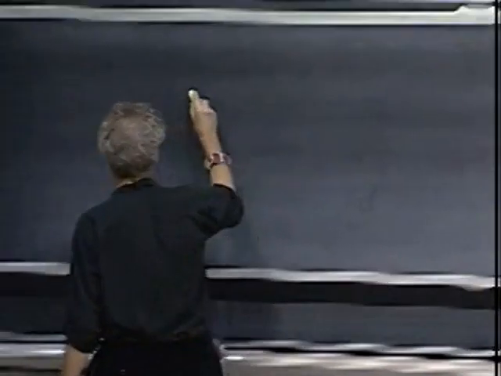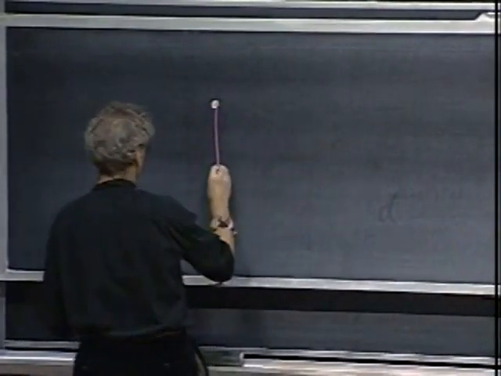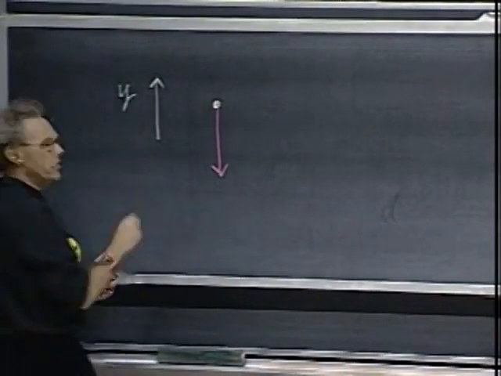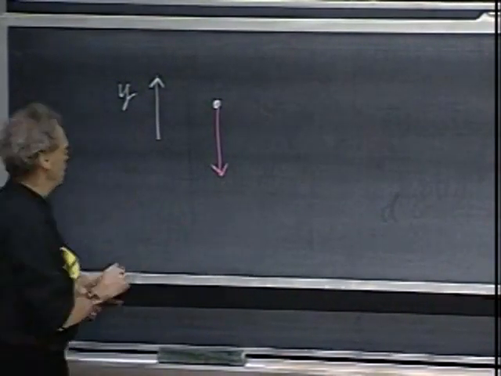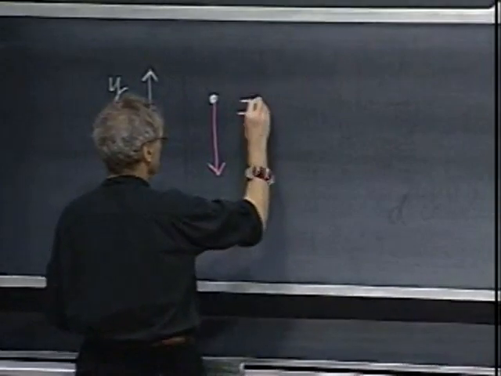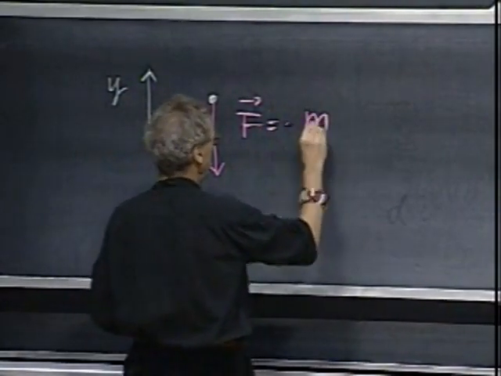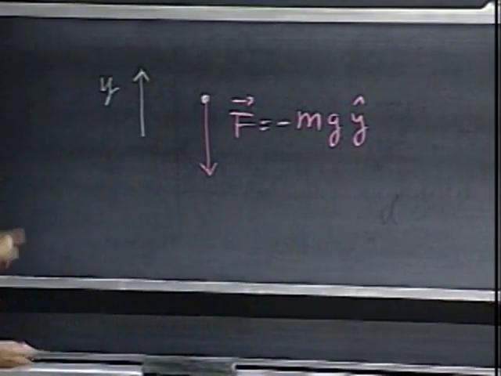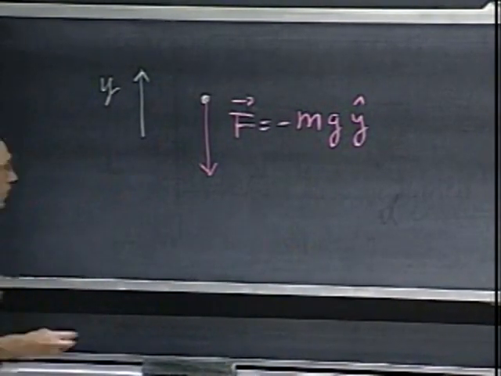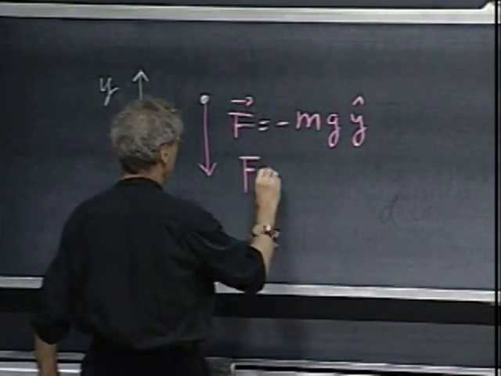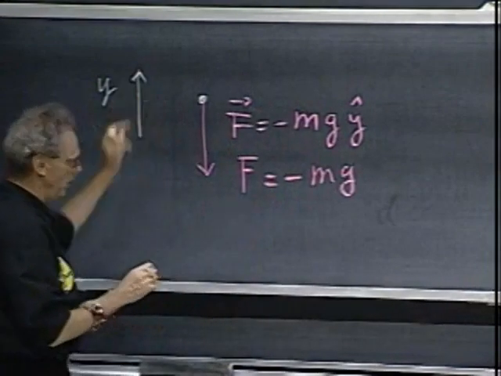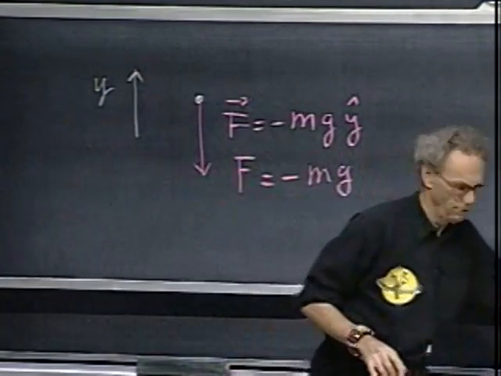If I have an object, mass m in gravitational field, gravitational force is in this direction. If this is my increasing value of y, then this force, vectorially written, equals minus mg y roof. Since this is a one-dimensional problem, we will often simply write F equals minus mg. This minus sign is important because that's the increasing value of y.